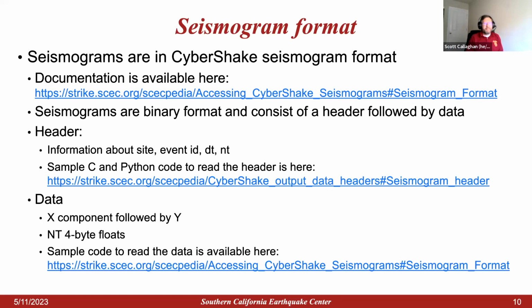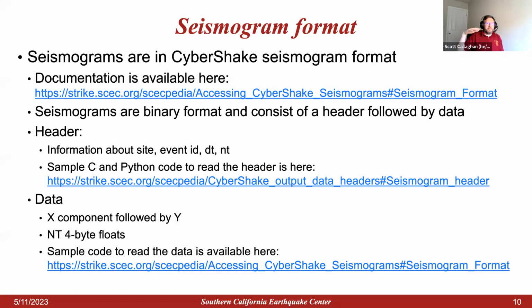The last thing I want to talk about is the format of the seismograms that come out of it. So the seismograms are in a CyberShake native seismogram format. And so there's documentation on the CyberShake wiki. I'm not going to go into a ton of detail, but basically they're binary files. They have a header followed by data. The header has information like what site the seismogram is for, the unique numbers that describe the event, the source ID, rupture ID, rupture variation ID. The DT, so what's the size of the time step in the seismogram, and the NT, how many time steps are there. So that way you can figure out how to read the rest of the file.